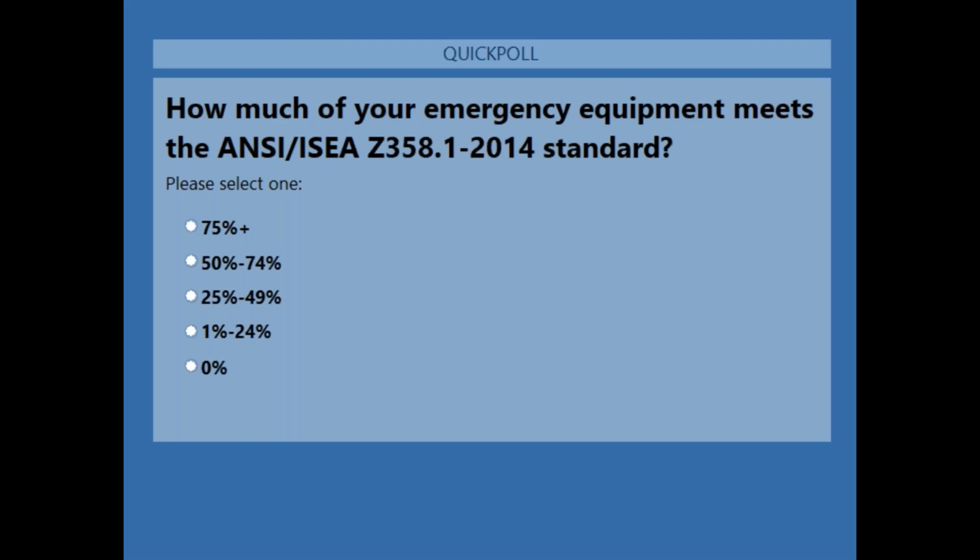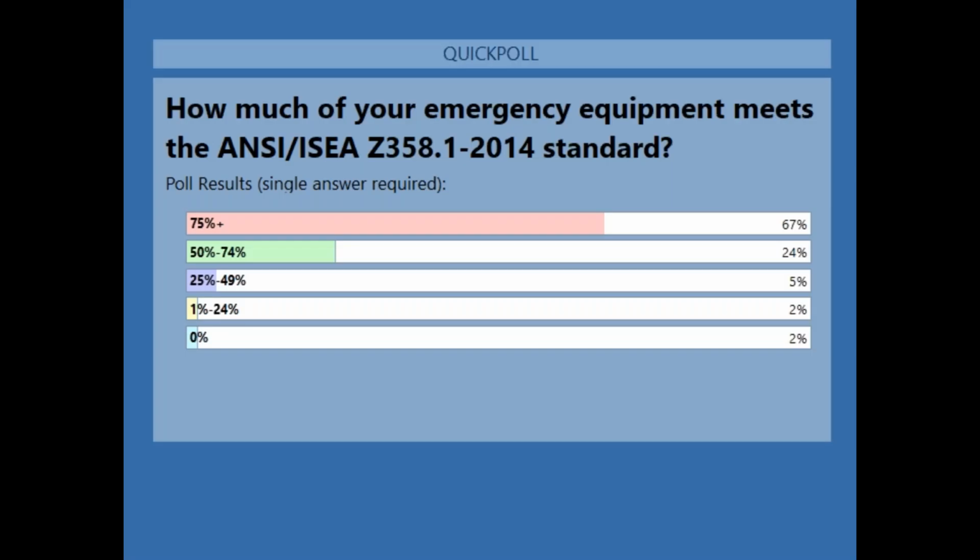So I'm going to go ahead and close this question out and show the results. Our top answer was 75% or more, with 67% of the vote coming in. And then it looks like we have a tie for the least responses, and they were both at 2%. It is at 0% and at 1 to 24%. Okay, cool. Right on.